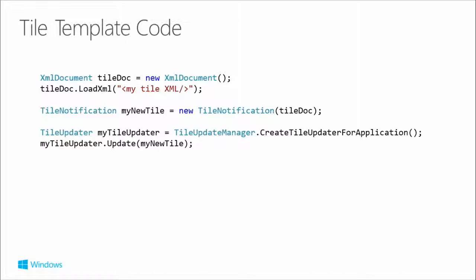So if you're creating a tile inside of your application, here's how you do it. You create an XML document, you load the XML that you saw previously into it, and then you create a tile notification with that XML document. Then you can use your tile update manager, create a tile updater, and just update your tile using that tile updater and the tile notification that you've created.